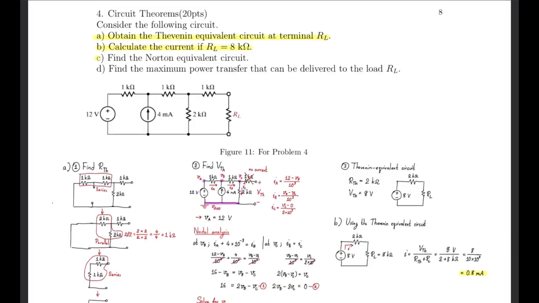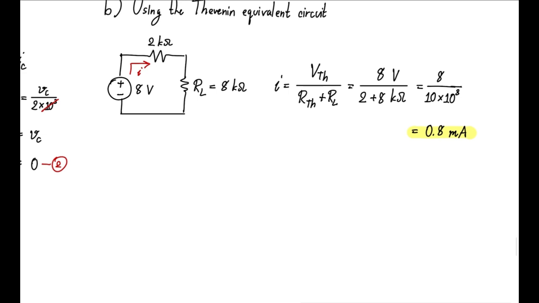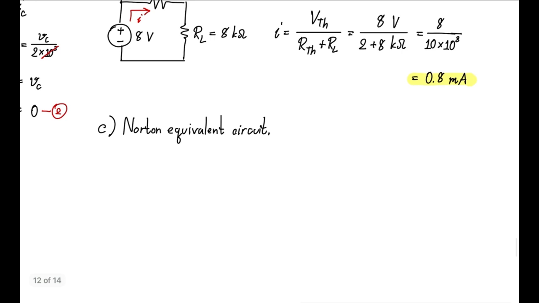C. Find the Norton equivalent circuit. To find the Norton equivalent circuit at terminal RL, we need to find the Norton resistance, as well as the Norton current across those terminals. Since we already have the Thevenin voltage and the Thevenin resistance, we can use that to quickly find the values we need, through the relationship between Norton and Thevenin's theorem.